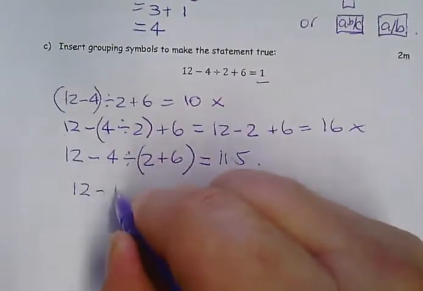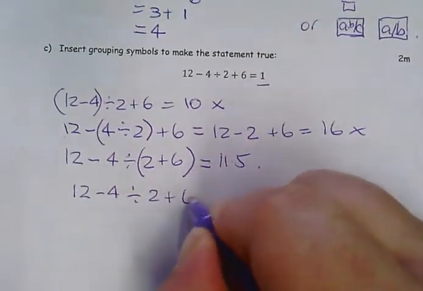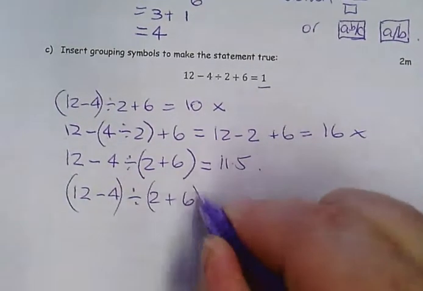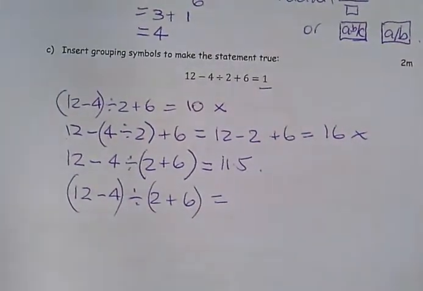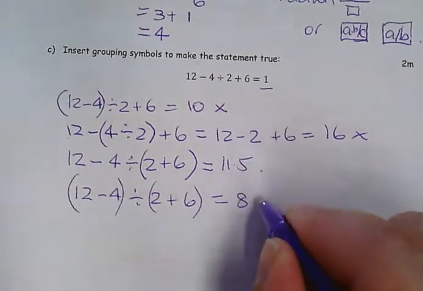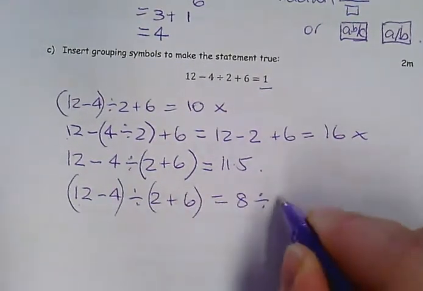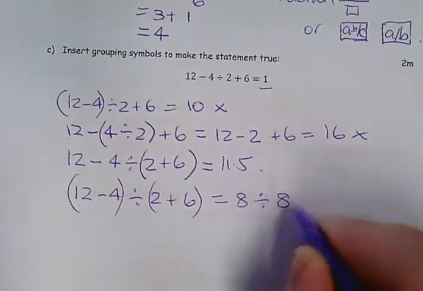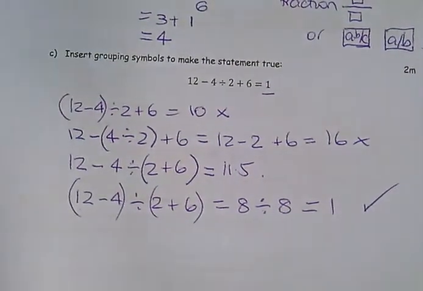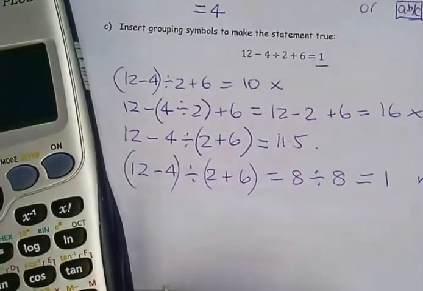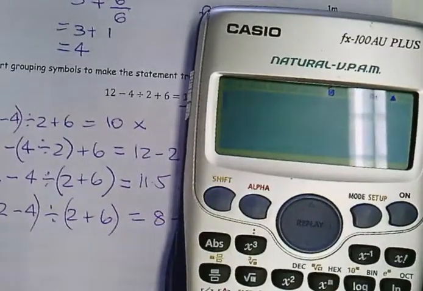We might want to try 2 lots of brackets next. So we could put brackets here and brackets there. Let's try that. So 12 take away 4 is 8, divided by 2 plus 6 is also 8. And 8 divided by 8 is 1, so this one works, okay? And you can enter that on your calculator to check if you wanted.